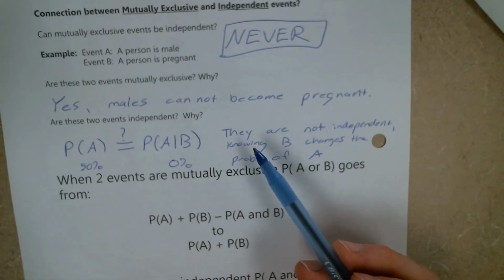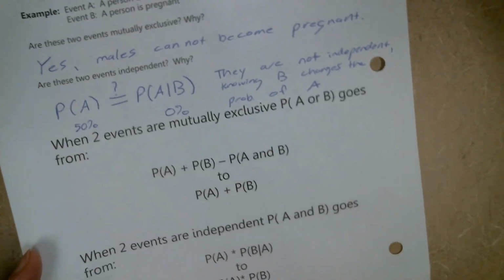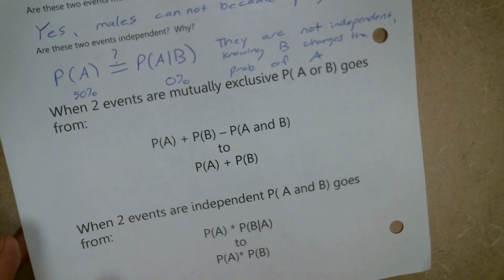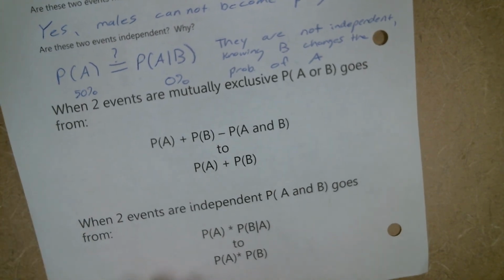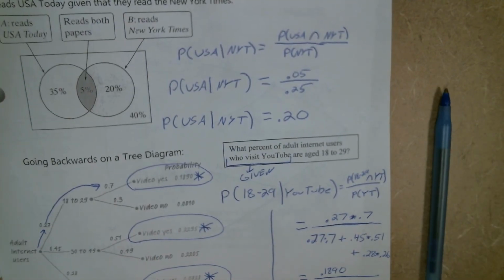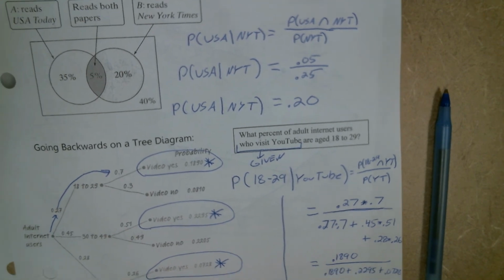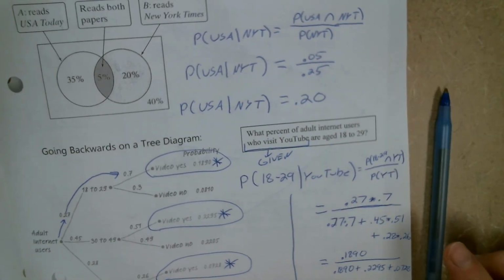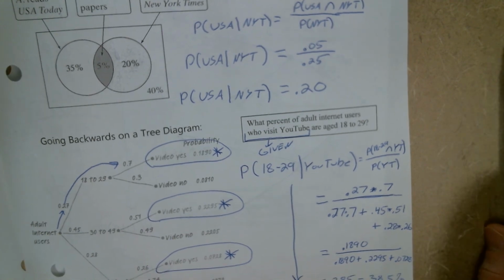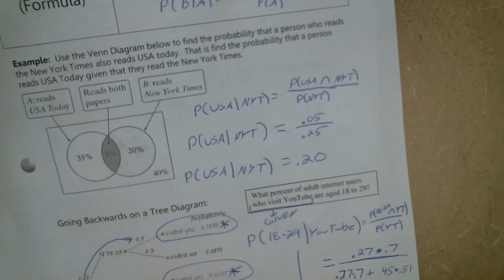We've got the difference between mutually exclusive and independent. And then last but not least, we have our conditional probability, where we can use this formula to perform different calculations and see what's happening on that front.